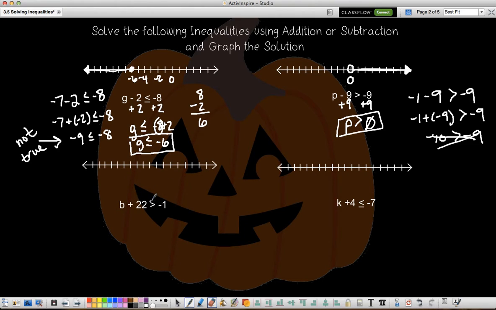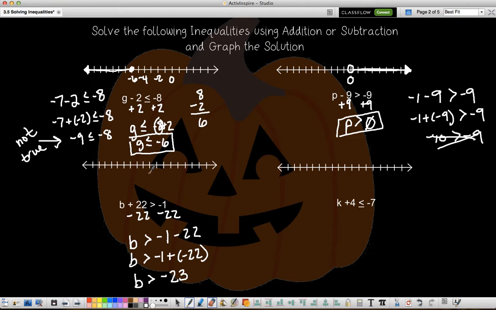So here I have b plus 22 is greater than negative 1, so I subtract 22 from both sides. I'm left with b is greater than negative 1 minus 22. So I can change this to b is greater than negative 1 plus a negative 22, because minus a positive is the same thing as plus a negative. And it's just easier to do because now it's a negative plus a negative. So I have b is greater than negative 23.